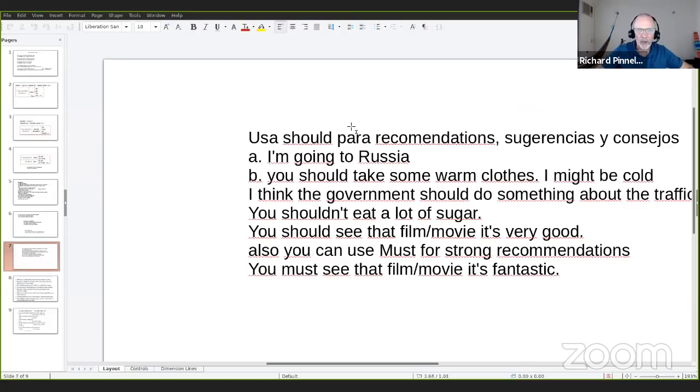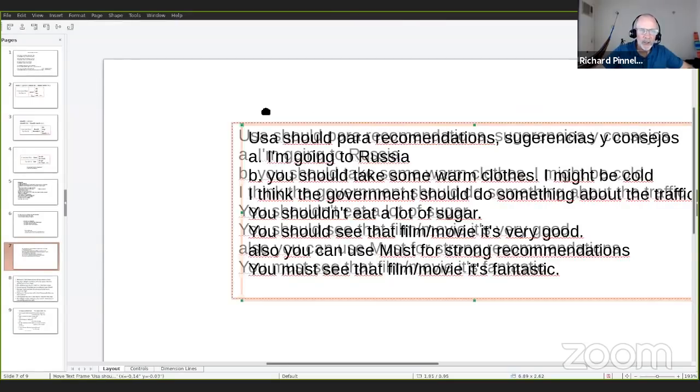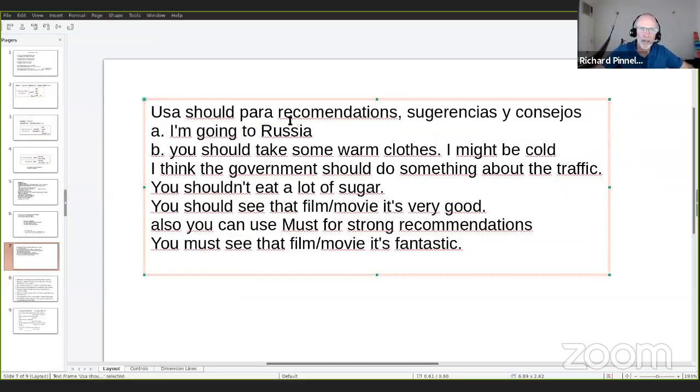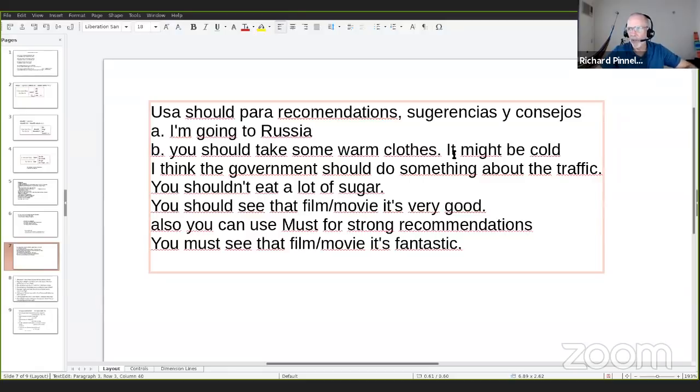What else? Should. La otra que vimos es should, y should es verbo auxiliar que usamos para recomendaciones, sugerencias y consejos. I'm going to Russia. You should take some warm clothes. Voy a Rusia. Deberías llevar ropa caliente. Debería que sea. It might be cold.